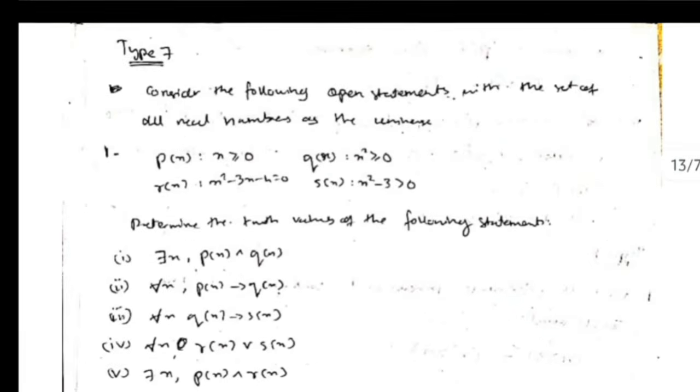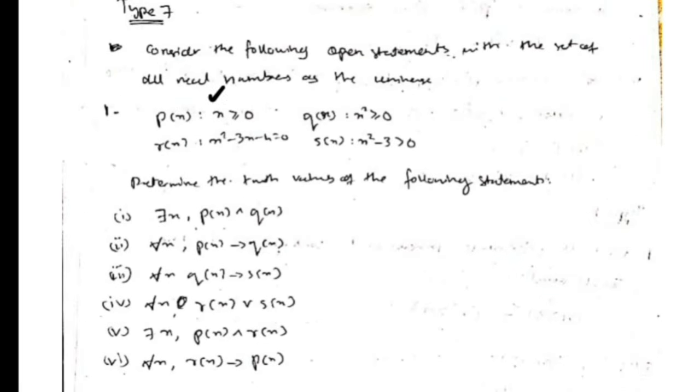In this question we have been given 4 statements and we have to prove the following questions which they have given. In the first question we have been asked for some x, p of x and q of x. That means for any one value of x, you have to prove that this statement is true. So for the first one we can take x value as 1. See what p of x is. If we take x as 1, p of x is true, and if we take x as 1, q of x is also true.